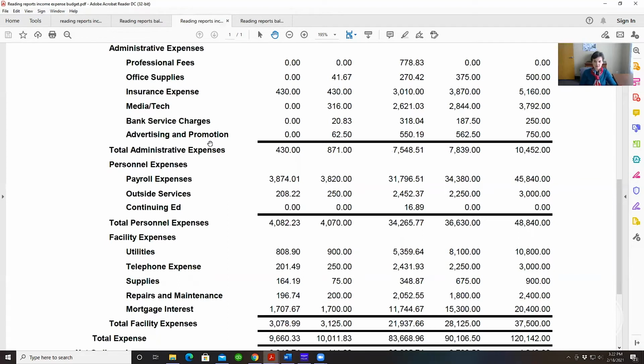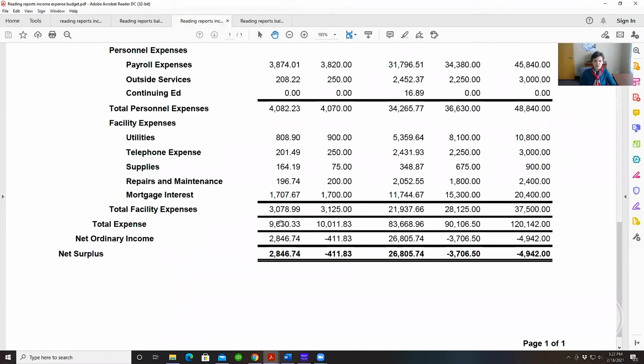Their total expenses for March were $9,660. When I subtract that $9,660 from the income of $12,500, they had a surplus of $2,846 in March. Year to date, their surplus, or more income than expense, was almost $27,000.